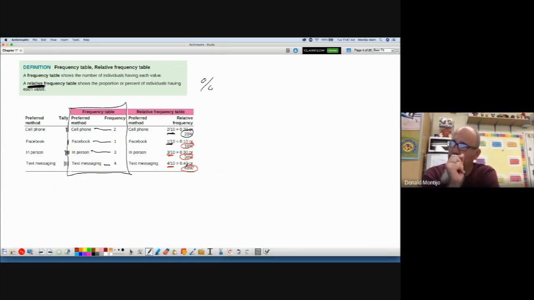So frequency is a simple count of how many times it came up. Relative frequency tells us the percentage of the time that it came up. So we need to make that distinction between the two. Relative means percent. Relative means percent.